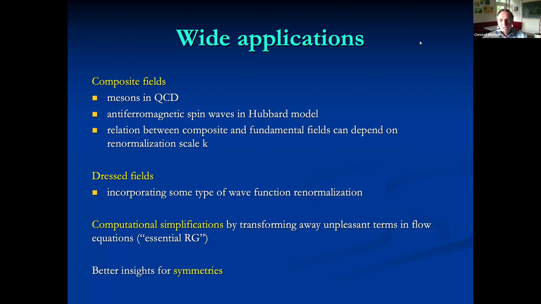Well, my task today is not so much giving you nice examples for the use of flow equations. I think there have been plenty, and that is not my aim today. Today will be a somewhat technical talk.